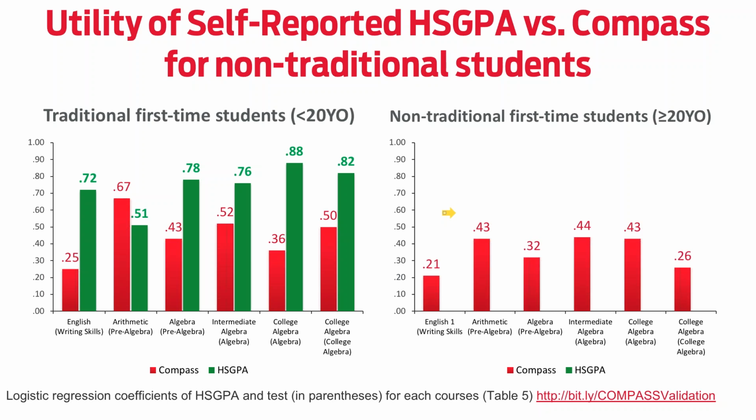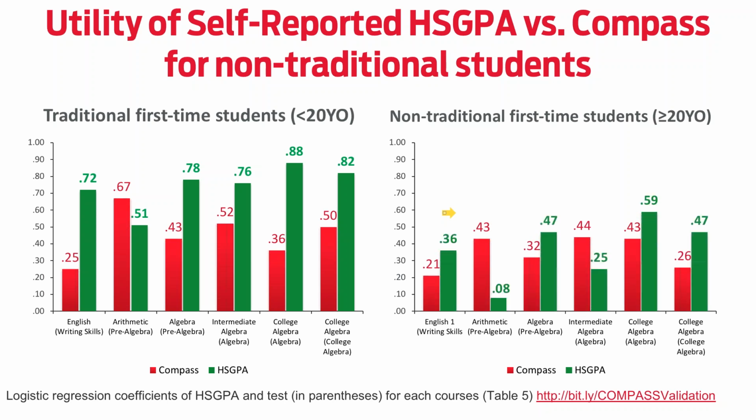And then for non-traditional students, students who are older than 20, right, high school GPA is still outperforming things generally, maybe not for predicting intermediate algebra from algebra. It's still kind of hanging in there. But generally speaking, it remains a very strong predictor. And so one of the things we did in California is we tried to smooth that out a little bit rather than just look at all students older than 20.